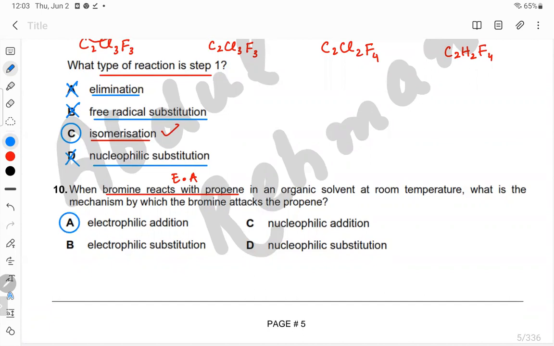So whenever alkene reacts with a halogen, alkene reacts with a hydrogen halide, alkene reacts with hydrogen, and alkene reacts with water, then all of them are electrophilic addition. Is this clear to everyone?